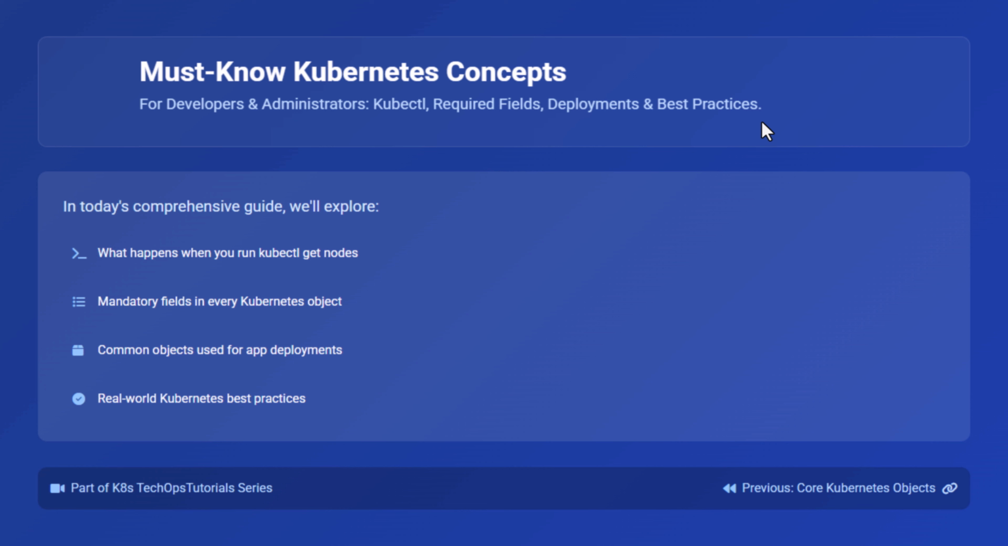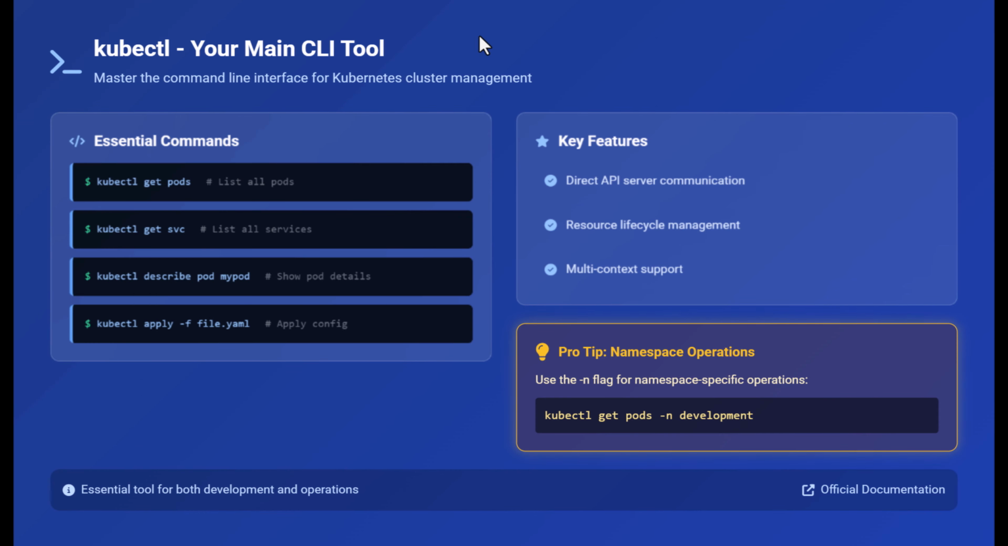So let's get started. Kubectl is your main tool for interacting with your Kubernetes cluster. Think of it like your Kubernetes remote control. Everything goes through it. It lets you create, update, inspect, and delete resources. It talks to the Kubernetes API server on your behalf. Everything you do with kubectl is a request to the API.